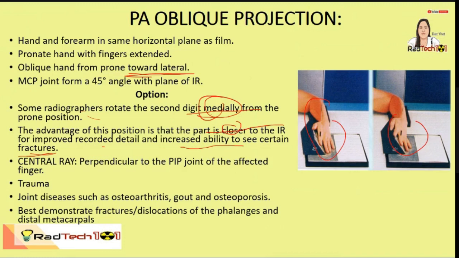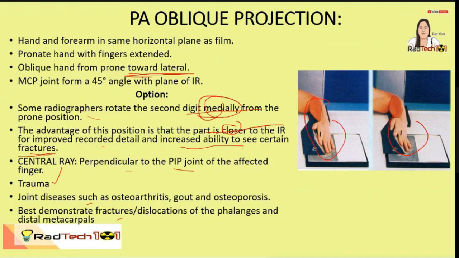So basta digit, second to fifth digit, the central ray is always the same, perpendicular to the PIP joint of the affected finger, or the PIP joint of the second digit, third digit, fourth or fifth digit. So the same also for trauma, joint diseases, for fractures or dislocations of phalanges and distal metacarpals. So, yan lang sa ating second to fifth digit.